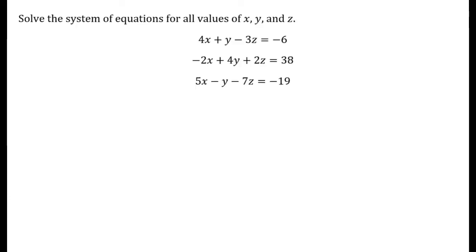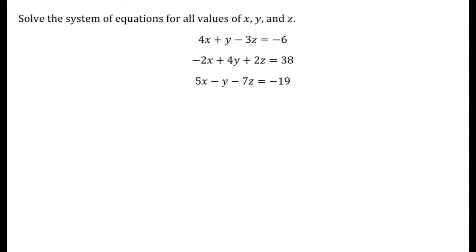Let's try one more 3 by 3 system together before I let you try one on your own. So I ask you to solve the system of equations for all values of x, y, and z. I want to know what values of x, y, and z make all three of these equations true. So we're going to use elimination. Make sure that your x's are all lined up, your y's are all lined up, and your z's are all lined up equals some number. Make sure it's set up in that way, otherwise it's going to be a little bit more difficult to solve these problems.